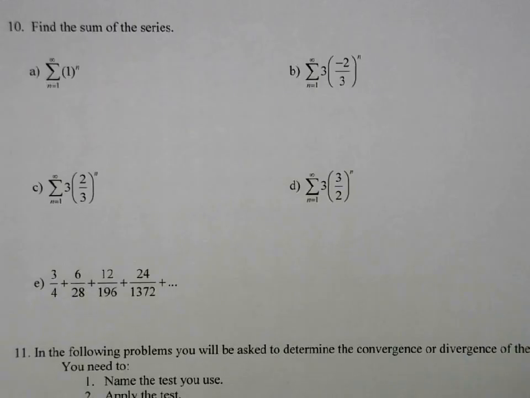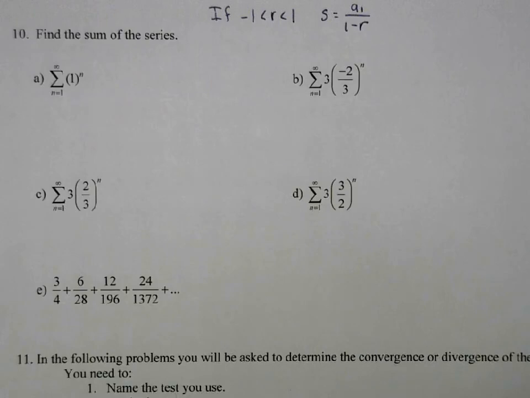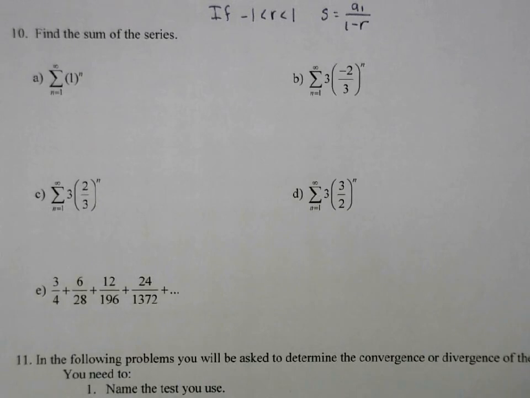Next, we have a bunch of infinite geometric series. So infinite geometric series have a sum. It's one of the few infinite series that we can actually find the sum, if and only if the common ratio is between -1 and 1. If that common ratio does happen to be between -1 and 1, then we can find the sum with the formula a1 over 1 minus r.